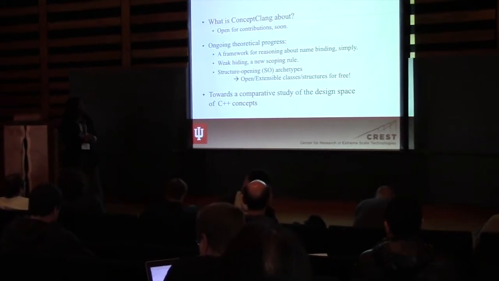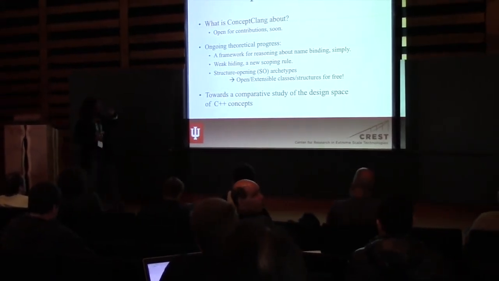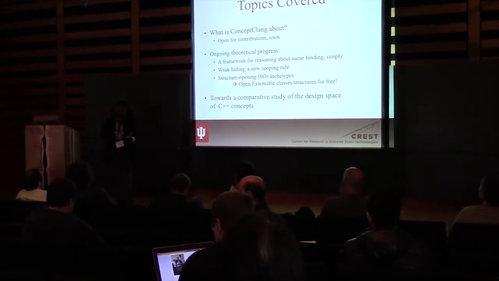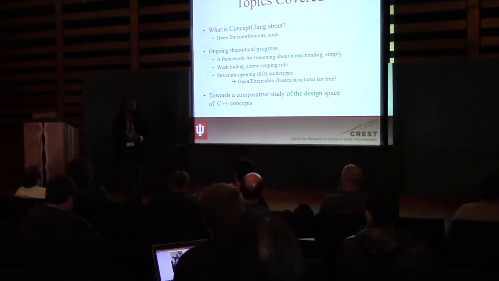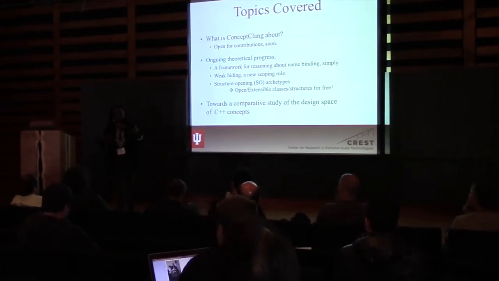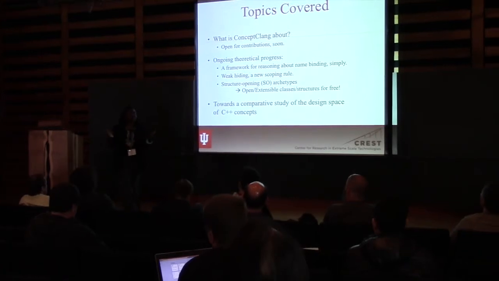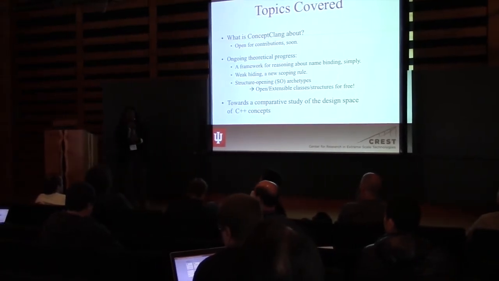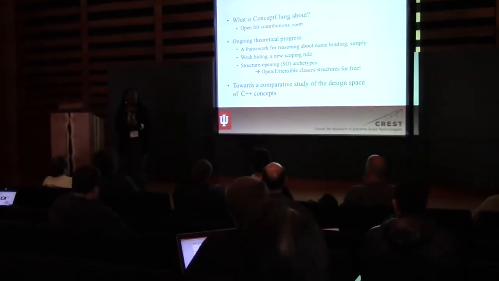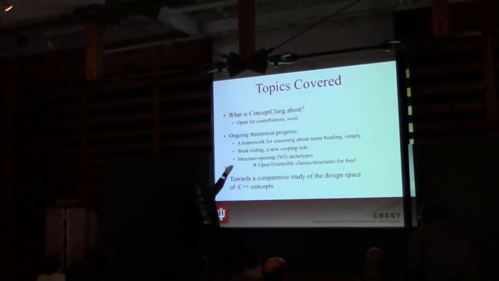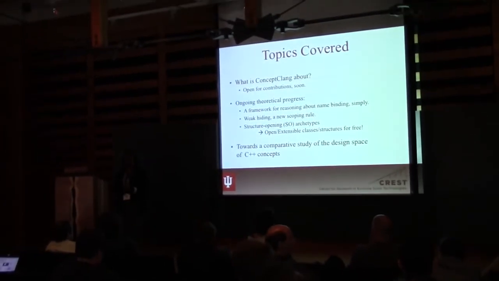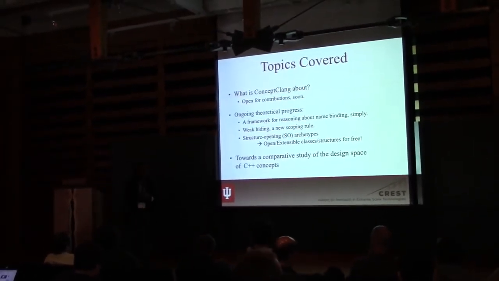The second point is to highlight the theoretical progress that we're able to make just by thinking about concepts. It's important to note that this progress goes beyond C++ and concepts themselves and addresses issues with programming languages in general. I talked about the first two last year, the name binding framework and the weak hiding scoping rule. The third one I haven't talked about yet, and we're going to go over that today. We're going to go over all these bullet points with the aid of some practical examples, and let me know if you have any questions.